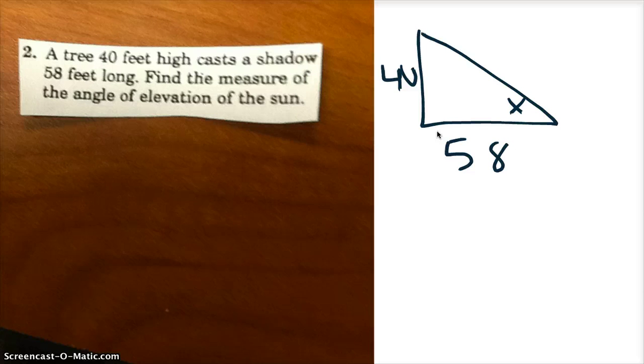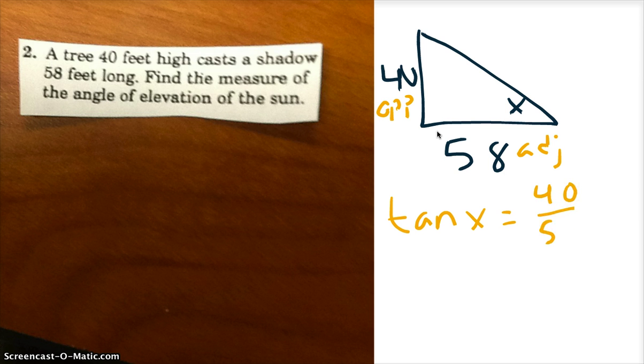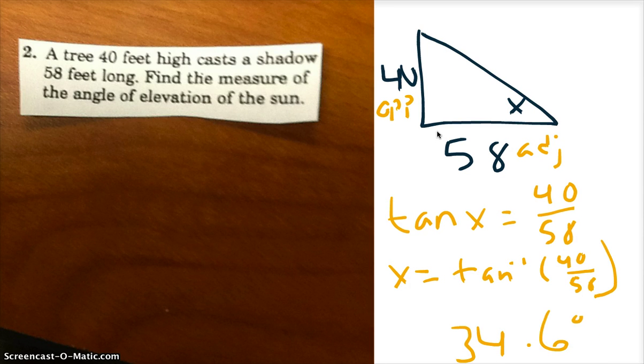So, this would be my opposite and adjacent. So, I'm using tan. X equals opposite over adjacent. Since I'm looking for the angle, I have to use inverse tangent. Which would give you inverse tangent of 40 divided by 58. 34.6 degrees. And that's it.